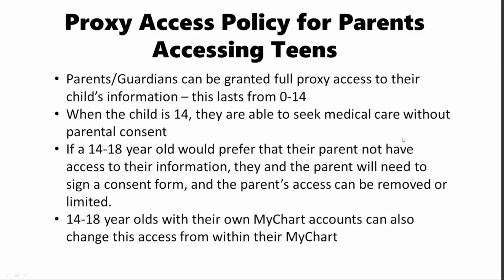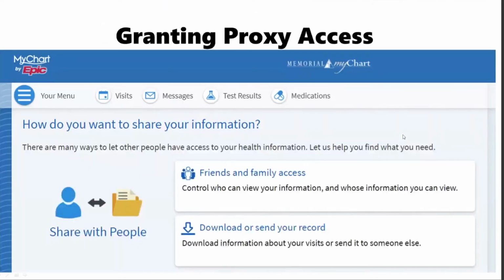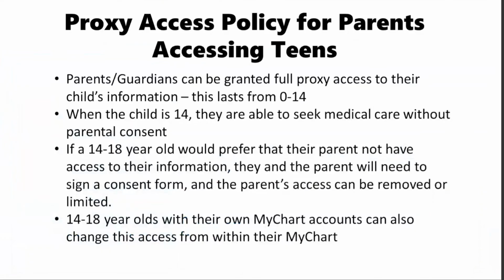If you go to the next slide, this kind of explains the teen access a little bit more. Go up one more, back one more. There you go. So parents and guardians can have full access to their child's information, basically until they're 18, but with permission from the child. So when a child turns 14, their MyChart account, if they have a parent, so like if Tina was my mom and she's got access, then it automatically is going to cut her off at age 14.